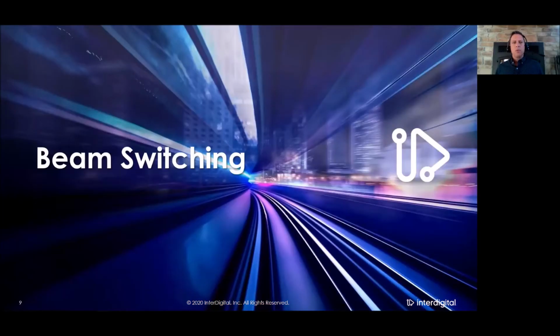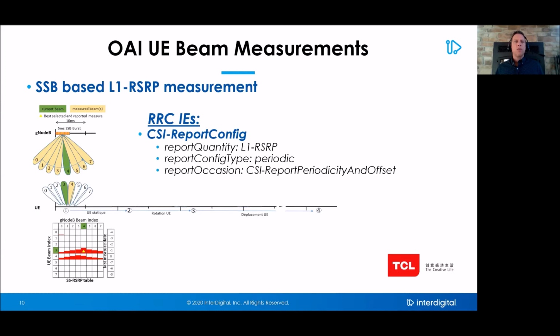And now on to beam switching. Beam switching is made of two major steps: beam measurements and reporting, and the beam switching itself. The UE is configured to report gNodeB beam measurements via the CSI report config information element. In the current implementation, beam measurements are based on the SSBs and are reported periodically. In this example, the initial best beams combination is gNodeB Beam 4 and UE Beam 3.